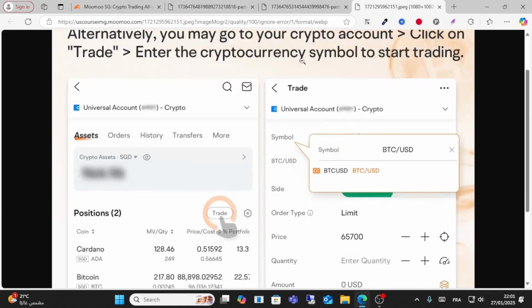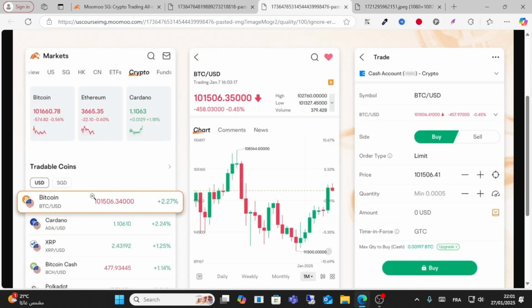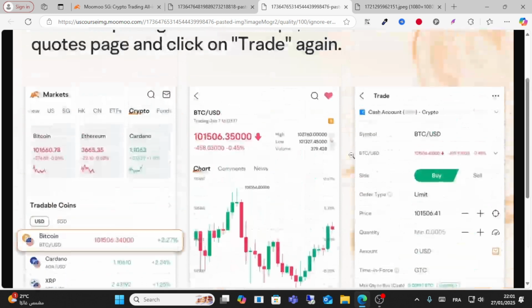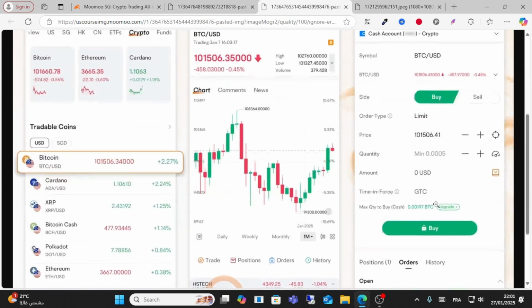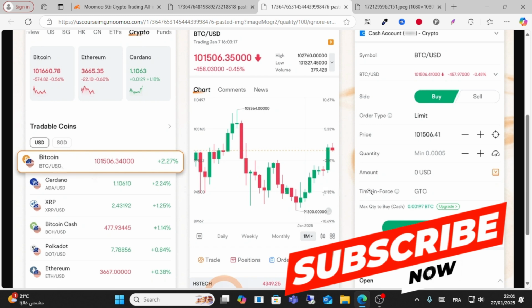So guys, this is how you can do it. Just go and choose the Bitcoin and choose the buy option and select the amount you want to buy, for example 10 USD, because this is BTC and USD guys, choose the amount for BTC.